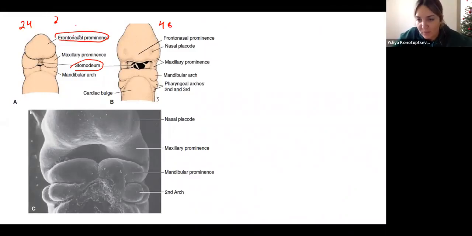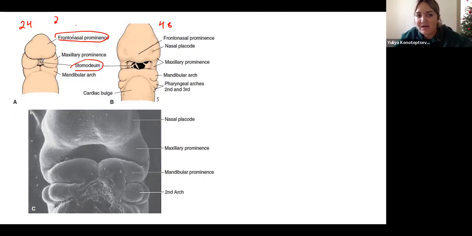So frontonasal prominence, understood, right? This is a huge prominence that we have somewhere here. Your eyes will be developing on the frontonasal prominence as well, together with your nose. Actually, pretty much all of your sensory parts are going to be developing there. So ears, eyes, and nose will be developing at first on the surface of the frontonasal prominence.